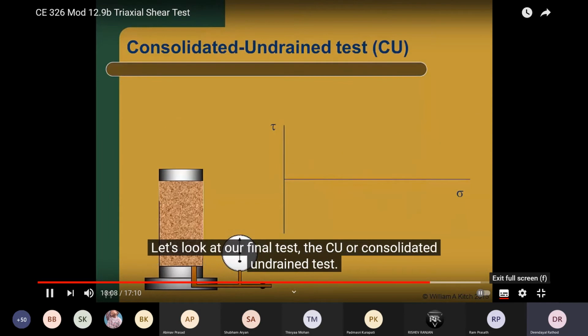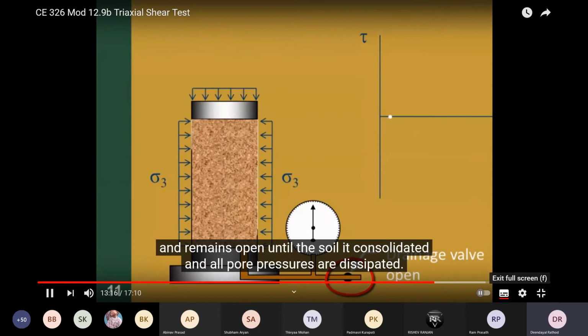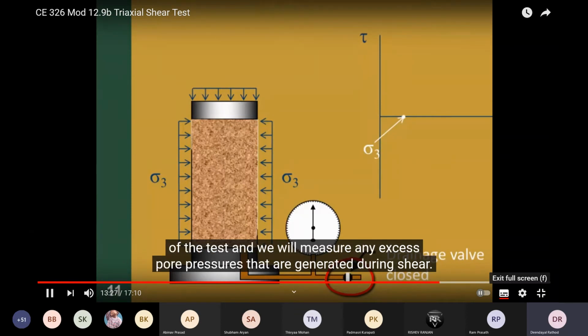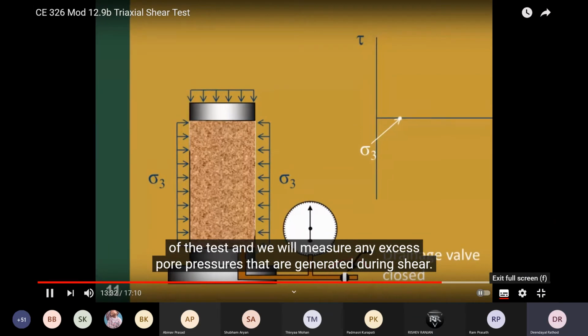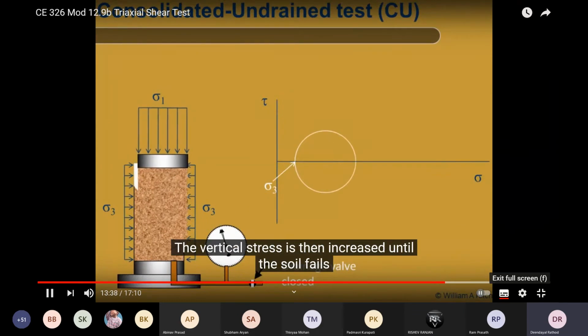Let's look at our final test, the CU test, or Consolidated Undrained test. In this test, the drainage valve is open while the confining stress is applied and remains open until the soil is consolidated and all pore pressures are dissipated. The drainage valve is then closed, creating an undrained condition for the shear phase of the test, and we will be measuring any excess pore pressures that are generated during shear. The vertical stress is then increased until the soil fails.